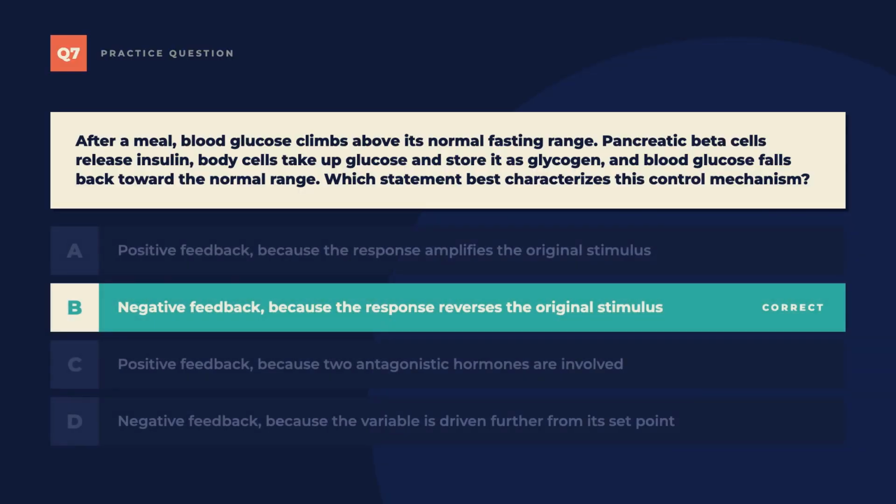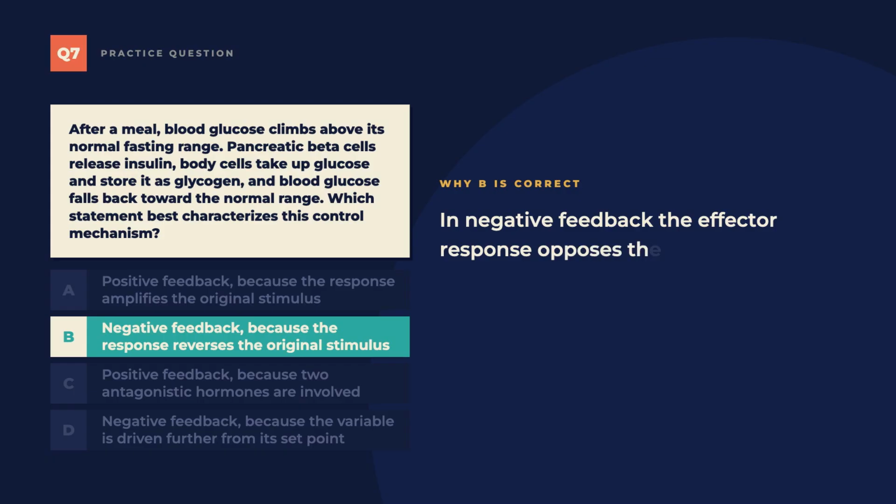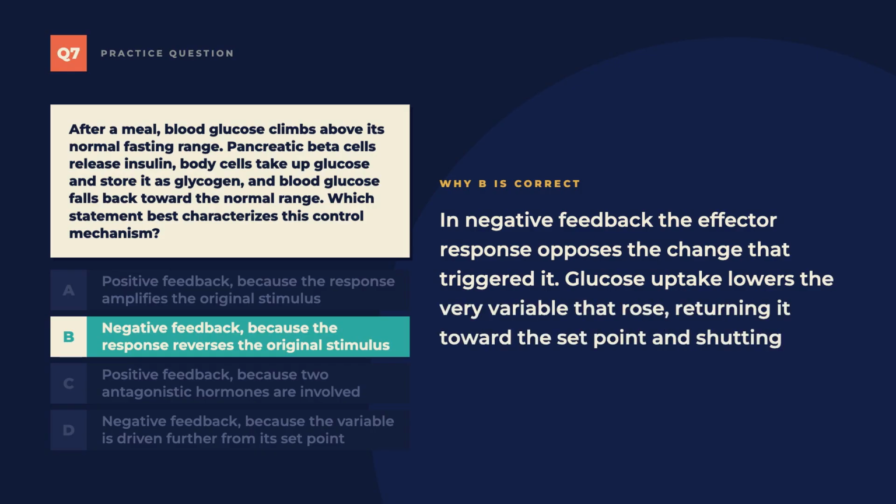The correct answer is B. Negative feedback because the response reverses the original stimulus. B is correct because in negative feedback, the effector response opposes the change that triggered it. Glucose uptake lowers the very variable that rose, returning it toward the set point and shutting the loop off.